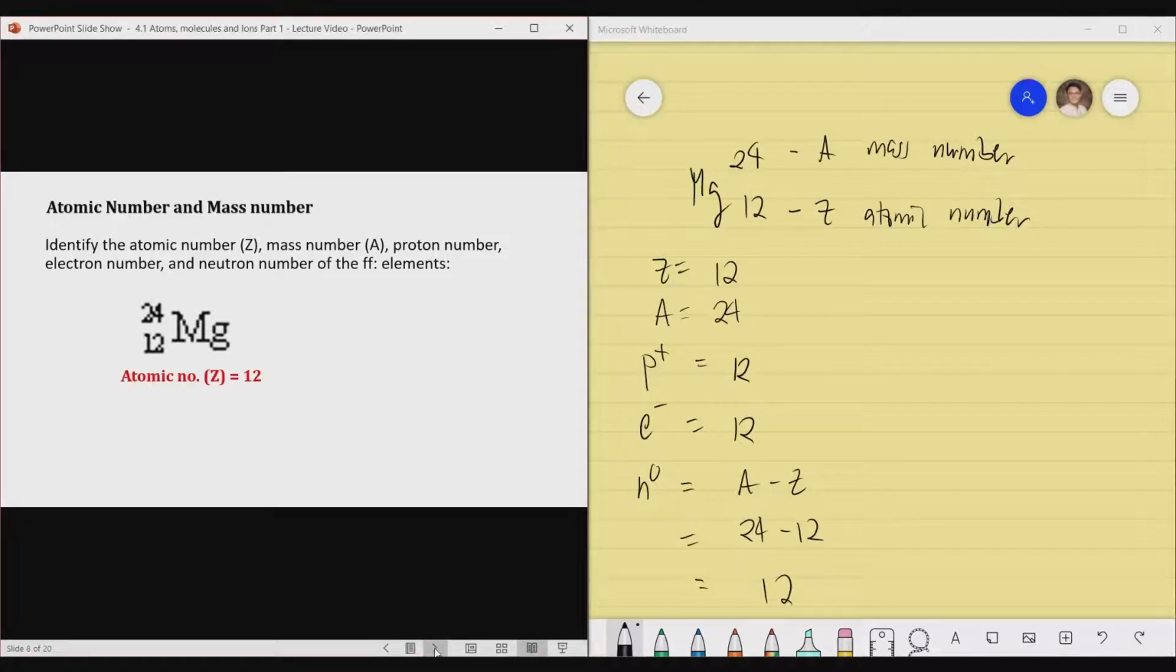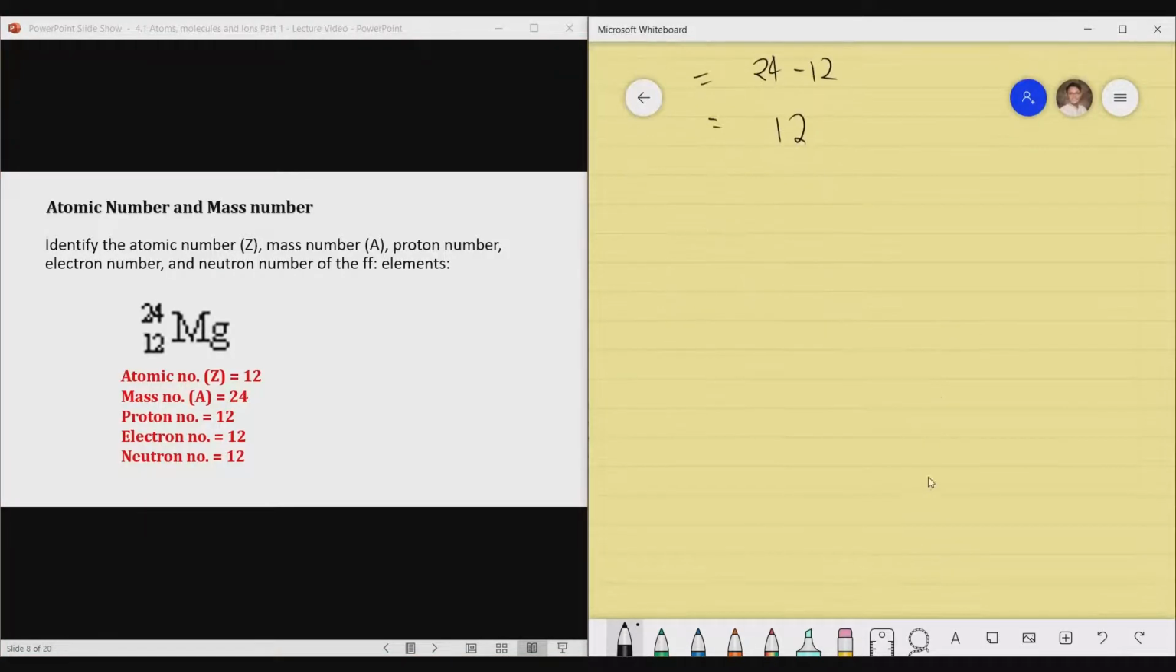So, let's check. Atomic number Z is 12, mass number is 24, proton number is 12, electron number is 12, and neutron number is 12. Okay? Diba? Napakadali. Sige, another example para mas ma-practice.